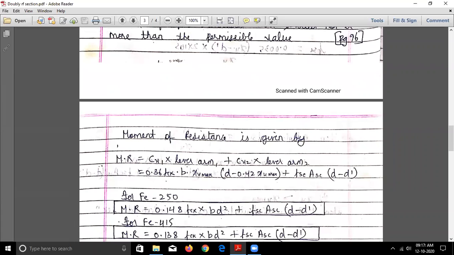So MR is given by Cu1 into lever arm plus Cu2 into lever arm. Cu1 we already know is 0.36 FCK B into XU max. Why XU max? Because we are talking about the balanced one. And the lever arm is D minus 0.42 XU max. And what about the second force? It is simple: stress into area. FSC is the stress at that level, and the area of steel is ASC, into the lever arm, which is nothing but D minus D dash. How did the second term come? Everyone understood? Very simple. FSC into ASC into D minus D dash.